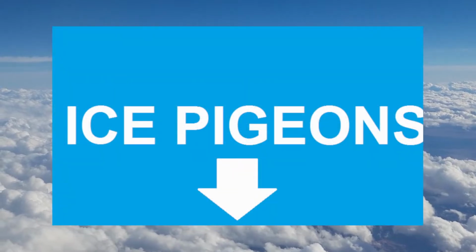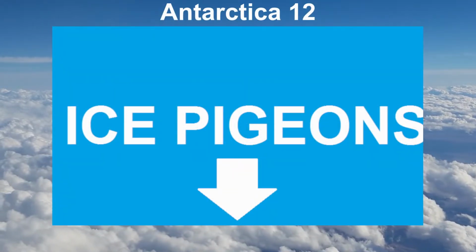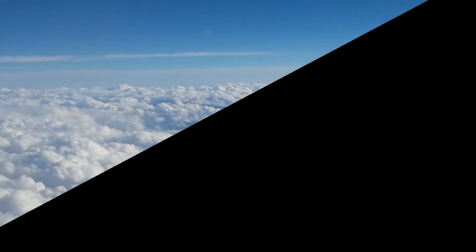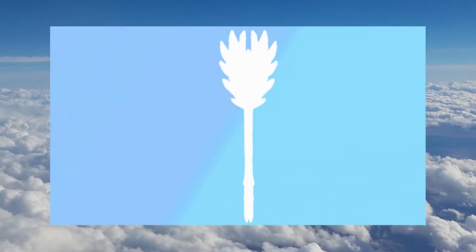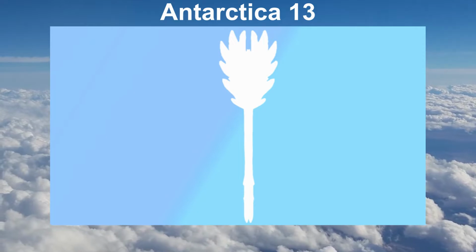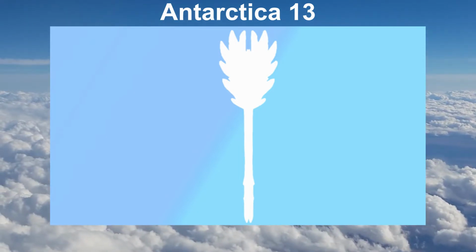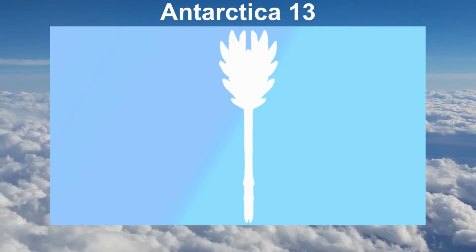Next, we have entry 12. The flag conveys the rumors that there are huge birds that look like pigeons in the far south that live on ice. Next up is entry 13. The darker blue represents the water, while the lighter blue represents the sky. The white symbolizes all the ice. In the middle is the South Pole with an iceberg on top.